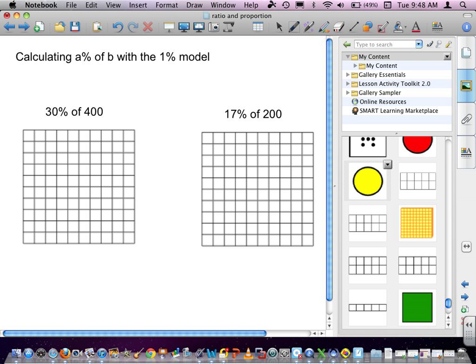Whole represents 400? 4. Carly. How do you know, Carly? Because 400 divided by 100 is 4. That's right. So I took 400, and I found out that 1% of 400 is 4. So every little square is worth 4. How many of those squares do I need? 30 of them. And 30 times 4 is? Megan, 120. Good.